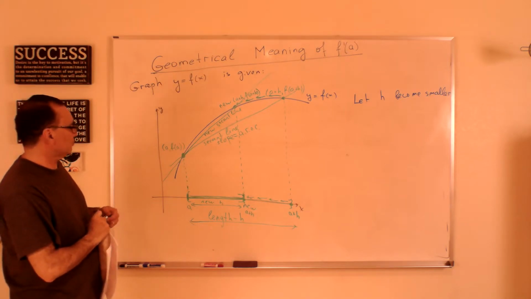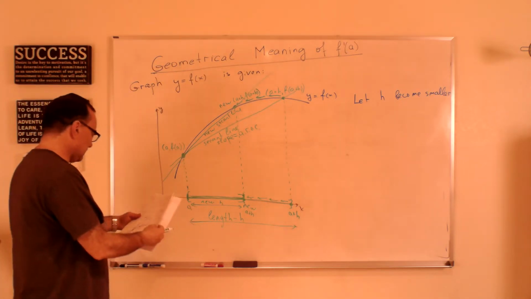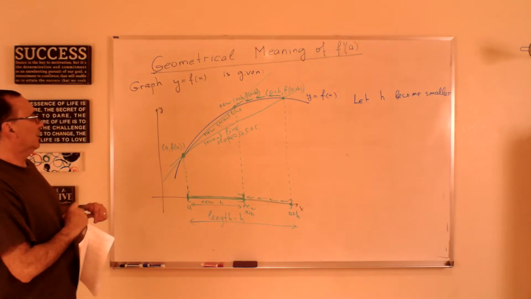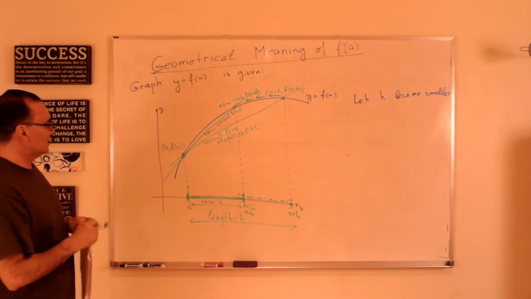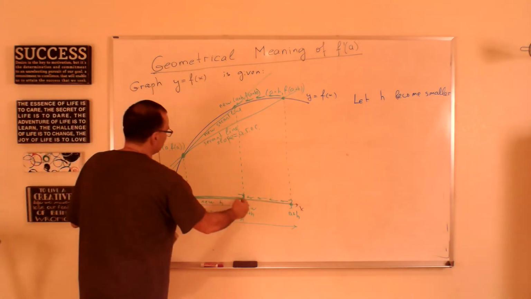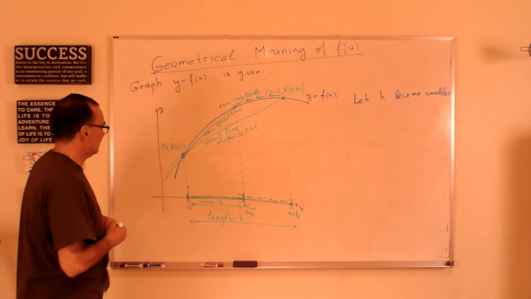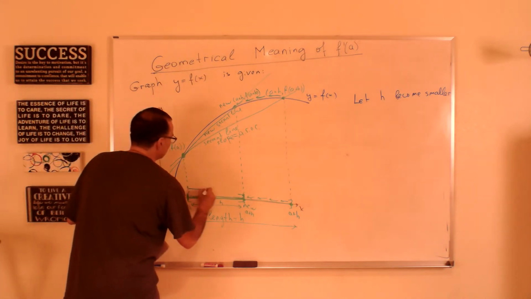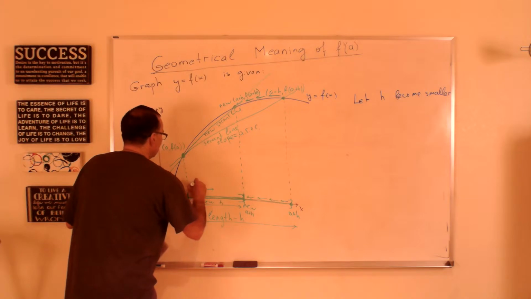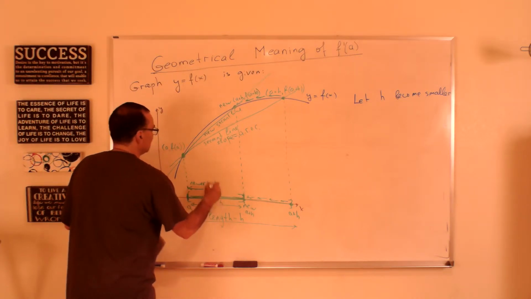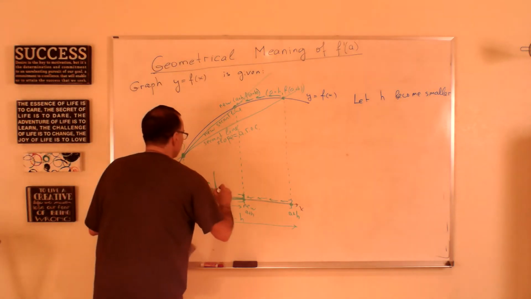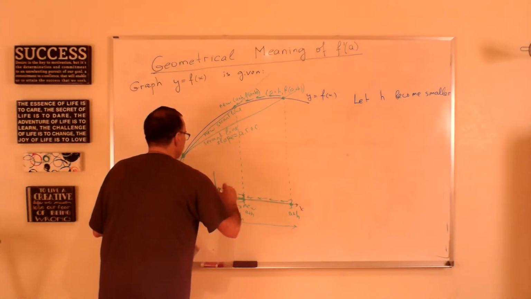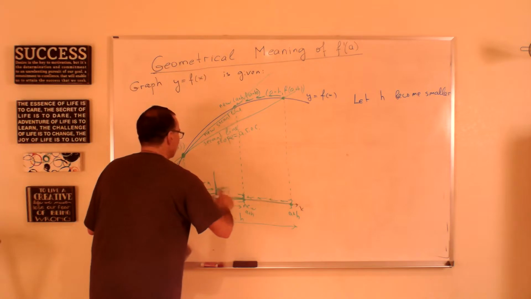Okay, and now let's continue this process some more. Like, let's say that we make this interval even smaller, which means my new h will be like this now. Let's call it newer h. So now my interval will be like this. This will be a plus h, newer a plus h.